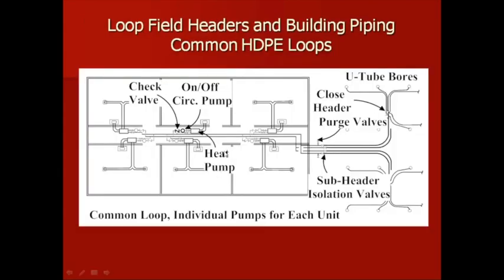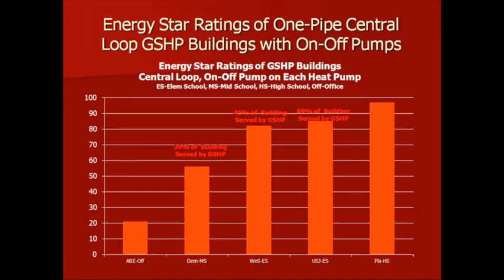We also have a variation of the central loop and the individual loops, what I call a common loop, where you have a central loop over here, and as I mentioned to you earlier, you have several heat pumps on that loop with a circulator pump that comes on and off and a check valve. So these were what we refer to as a common loop. We looked at 5 of those. We had one that was operated very poorly, one that got a 97, and then these 3 here did quite well, but they were in buildings that were only partially served by ground source heat pumps.